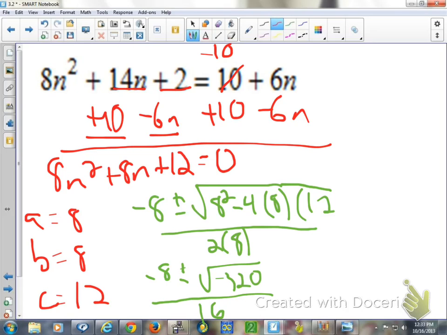What's the next thing I need to do? I can't read that. What is it? Negative 320. What do I need to do now? Exactly. Take the negative out and change it to an I. So that's going to be negative 8 plus or minus I radical 320 over 16.